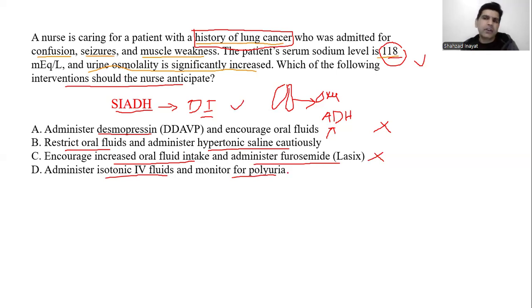In SIADH, there will be less urine. So if there is less urine, urine will be more concentrated and urine osmolality will be high. And opposite to that, the serum osmolality will be low. Why? Because there is an excess amount of fluid, and that's why everything is diluted, right? So these were some of the options that we need to think about, and based on our rationale, this answer seems right. So this one is the correct option.